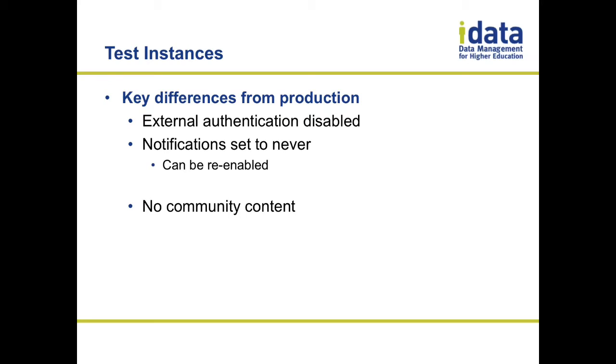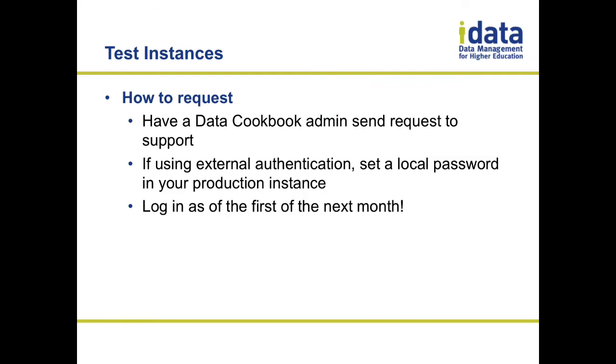User notifications are set to never by default, so no mail is generated. You can re-enable these notifications on a case-by-case basis, and so it's a great way to involve only the handful of people that you need to work with on testing workflow, for example. You can also set up temporary users in case you want to impersonate two or three different roles and see how the notifications work. And finally, there is no community set up in test. Anything you have imported from community will be available, but there's no option to do anything more.